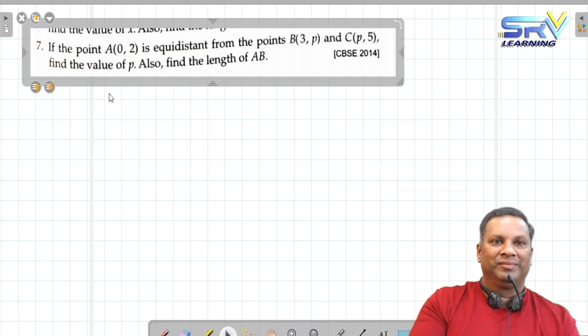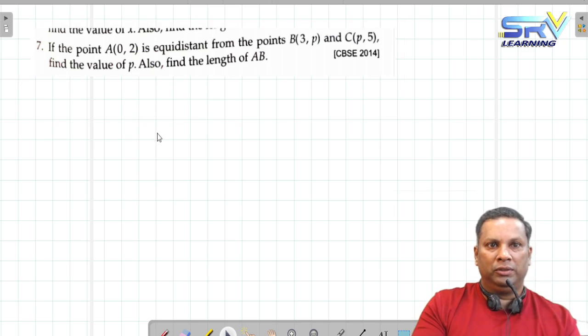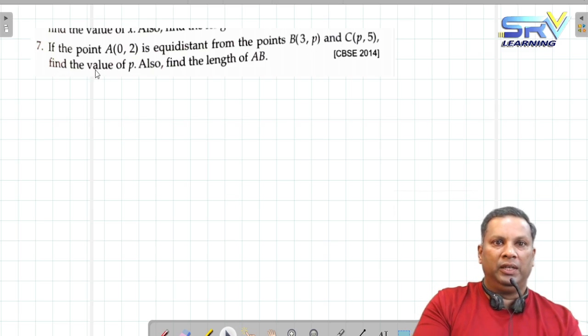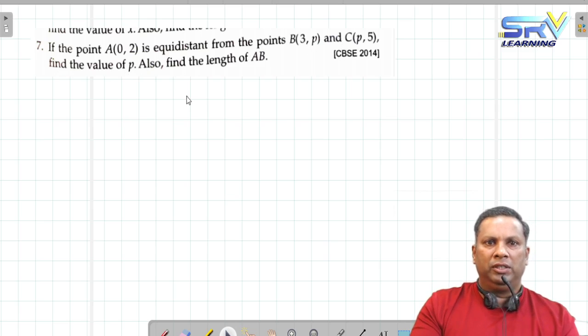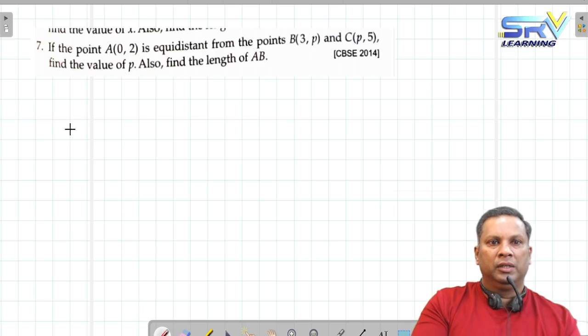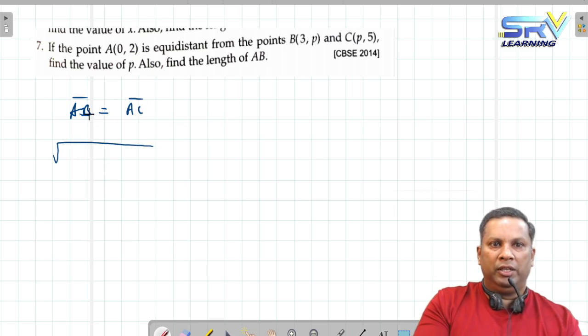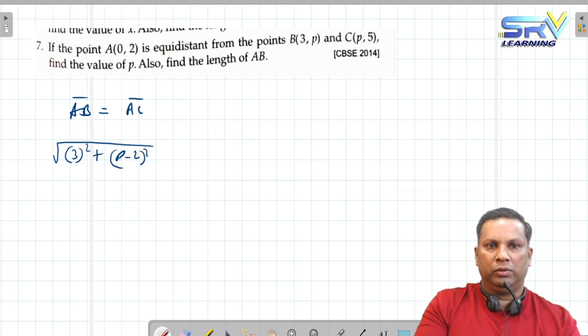ठीक है? तो let us do this question. So वो कह रहा है a point A is equidistant from B and C. Find the value of P. तो equidistant बोला है, that means AB is equal to AC. तो AB का फॉर्मूला डाल देते हैं. AB में x2 is 3 minus 0 whole square, which is 3 square, plus P minus 2 whole square. This is our AB. And let us AC.